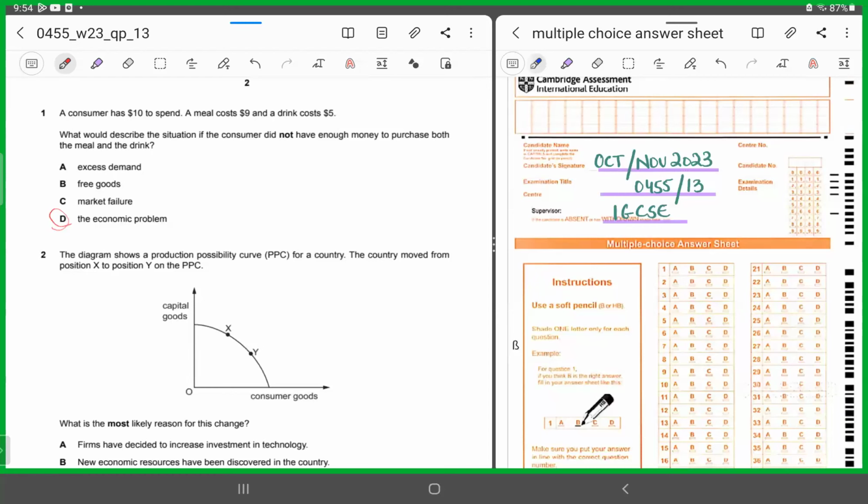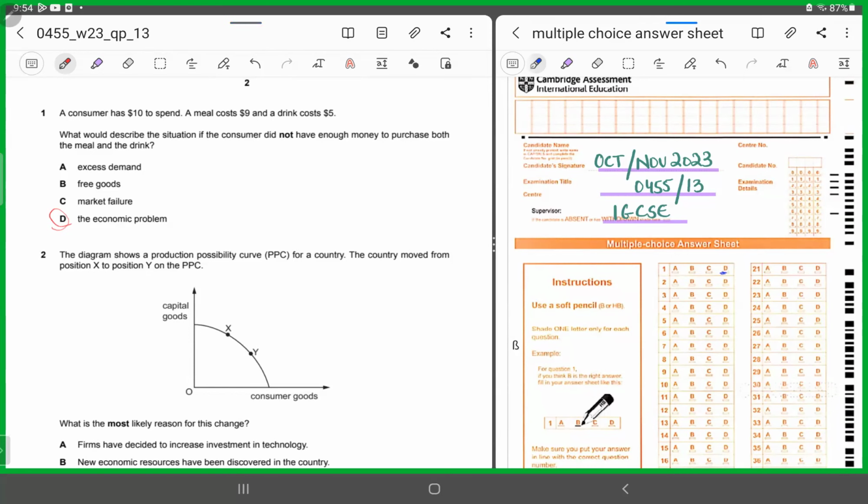It can't be free goods, because we all know free goods are goods which do not require any resources to produce and do not have an opportunity cost. Remember the examples we gave earlier: wind, water, air. It cannot be market failure, because market failure talks about negative externalities. Similarly, it's not a case of excess demand, because here we are talking about unlimited wants and limited resources. All right, hope this is clear. So the correct answer for MCQ number 1 has to be D.